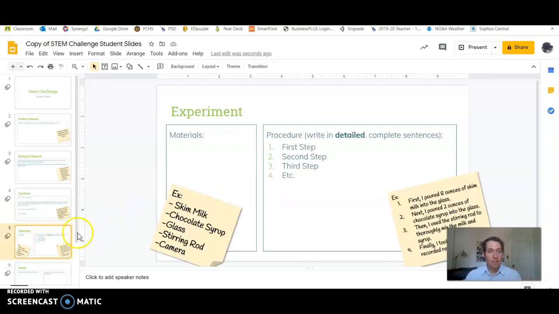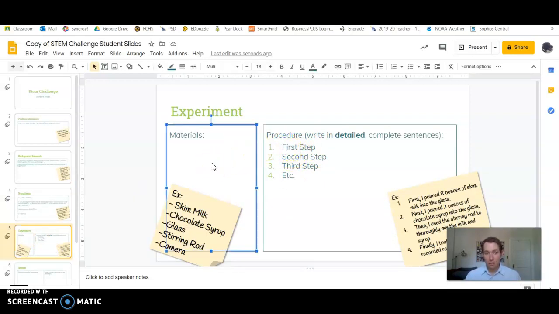Okay, the experiment is where you should have essentially left off. You should have tried. And so the experiment, you need to list all the materials you used. You need to also write out a detailed procedure, right? That procedure has to be written well enough that I could do exactly what your experiment was, right?